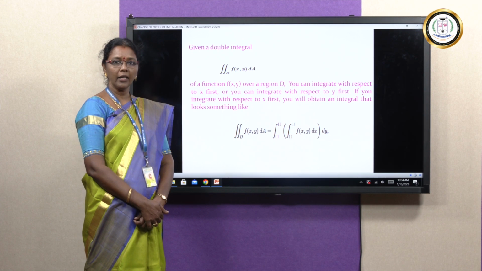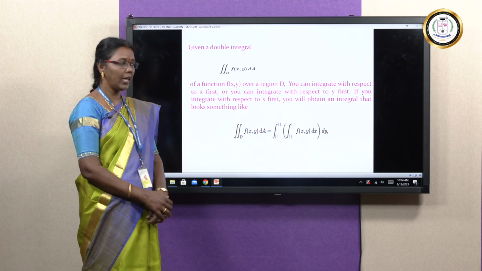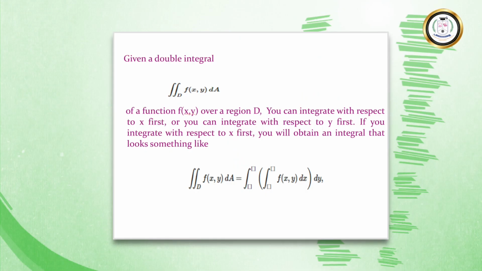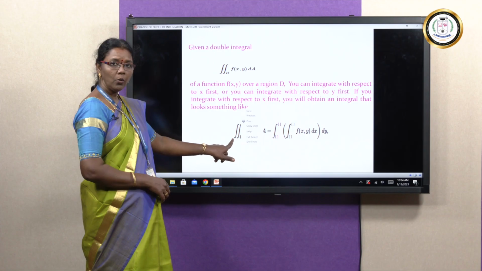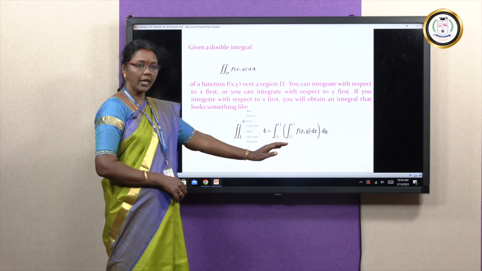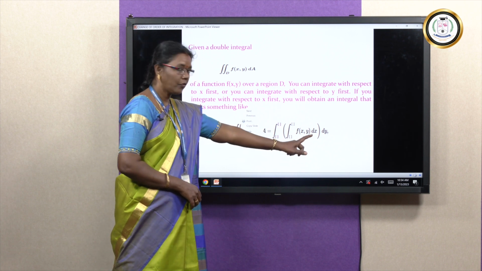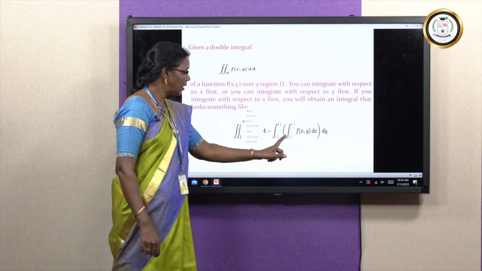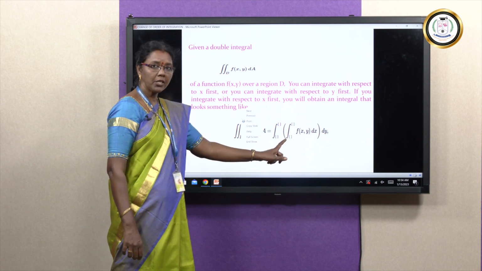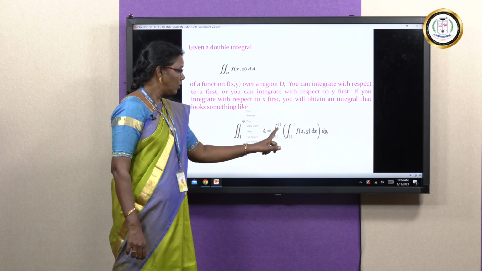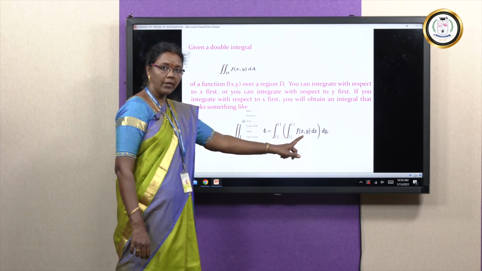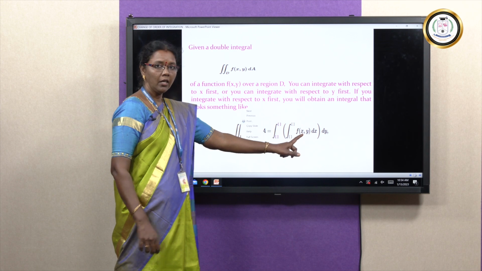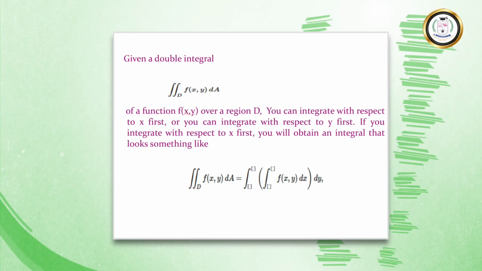If you are integrating with respect to x first, that is called the inner integration. Here we have two integrals. In these two integrals, we are going to integrate with respect to x first, and then with respect to y. So if we are integrating with respect to x, we will get an integral of this form, that is double integration. I didn't mention the limits here because we don't know the region, and even the function is not mentioned. In general we are explaining. So f of xy dx dy.